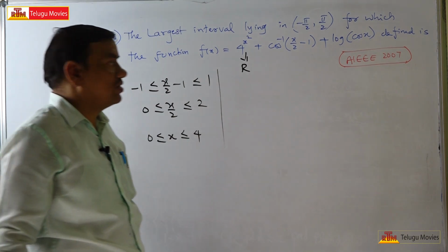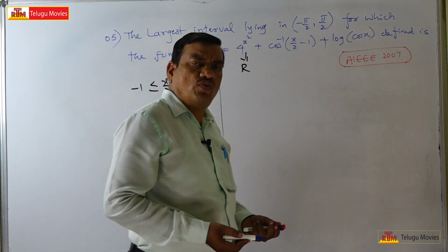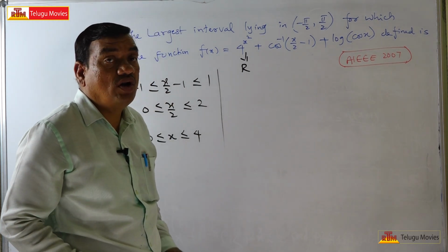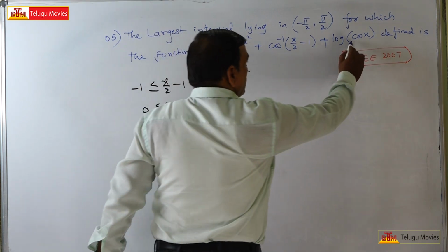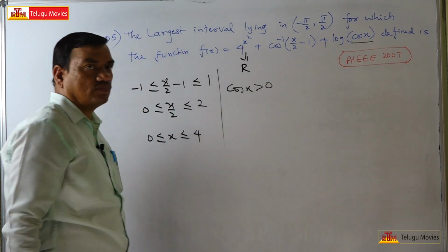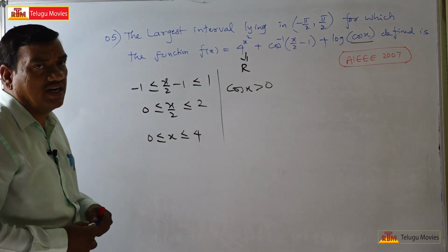Coming to the third function, log of cos x. We know that log is defined only for positive real numbers. That means here cos x is greater than 0. So, in which intervals is cos x greater than 0?